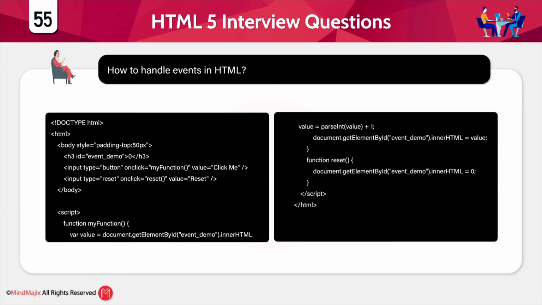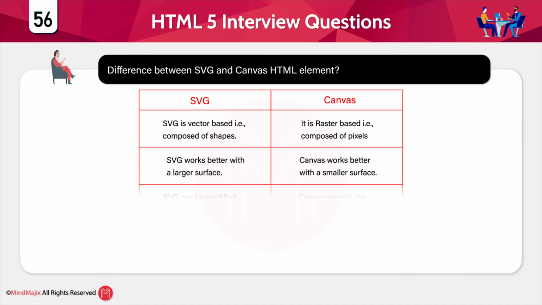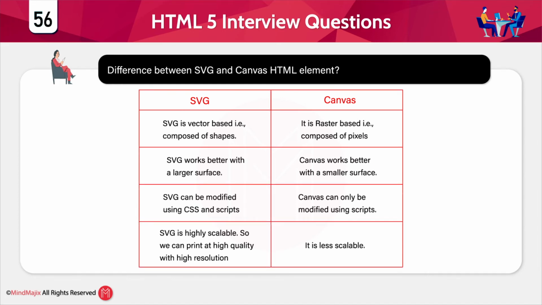SVG and canvas. We have already discussed this. SVG is vector based, composed of shapes, whereas canvas is composed of pixels, which is raster based. SVG works better with large surfaces, whereas canvas works better with small surfaces. SVG can be modified using CSS and scripts, whereas canvas can only be modified using scripts. That's why we use JavaScript here. SVG is highly scalable, but canvas is less scalable. Those are all the differences.